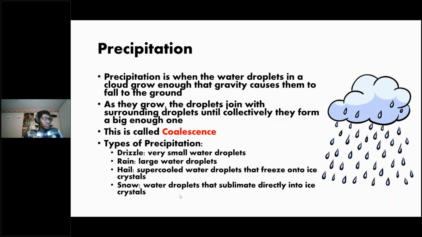So sometimes water doesn't freeze at 0 degrees if it's very, very stable. And then we have snow, which is just water droplets that are above 0 degrees, and they freeze directly into ice crystals. So that's the difference between snow and hail, if you've ever wondered. Cool.